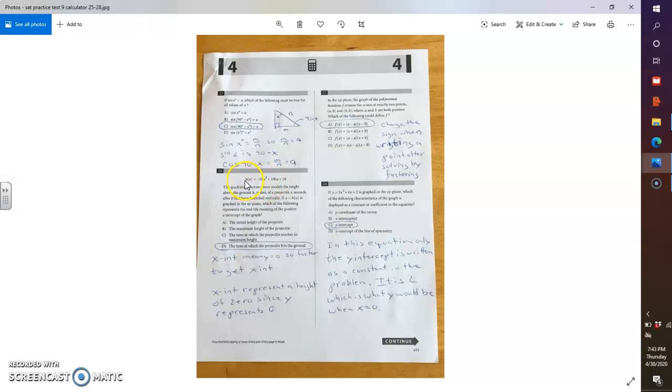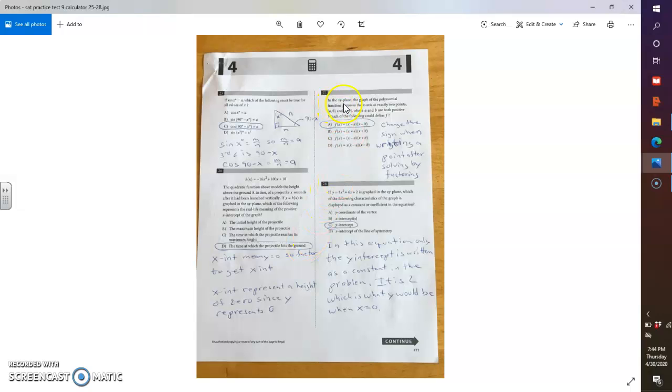Well, essentially, when does y equal 0? Well, when the height is equal to 0. Well, when would the height be 0? When the ball hits the ground. Therefore, the answer is D. The initial height would be the y-intercept, which is 10. The maximum height would always be the vertex. The time at which the projectile reaches its maximum height would be the x-coordinate of the vertex. The maximum height would be the y-coordinate of the vertex. But where the projectile hits the ground is essentially what the x-intercept would be.